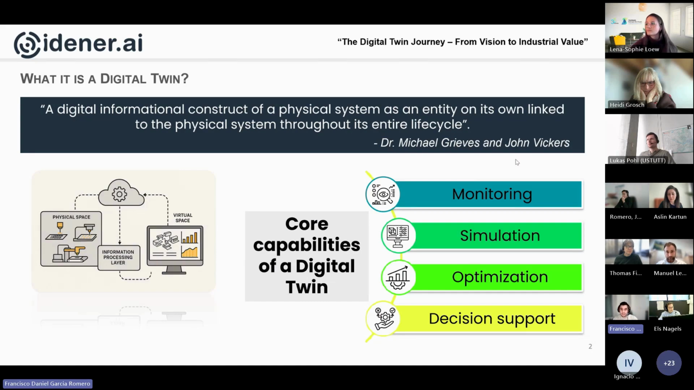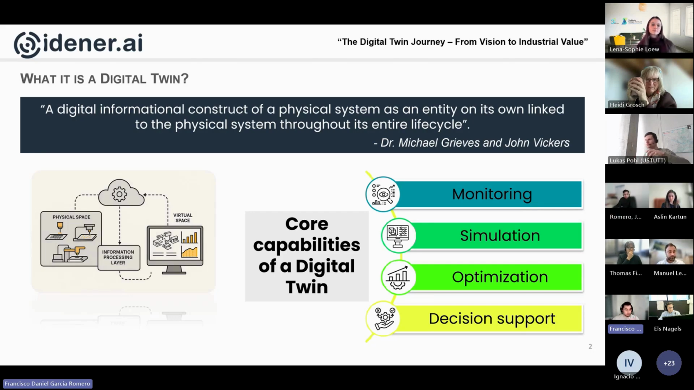So let me first start with explaining what a digital twin is, what is the concept. The father of digital twins, Michael Grieves, and my colleague John Vickers define it as a digital informational construct of a physical system that is an entity on its own, and it's linked to this physical system throughout its entire life cycle. So digital twins have four main key elements, which are first, the physical entity is the real system or the process that you are representing.